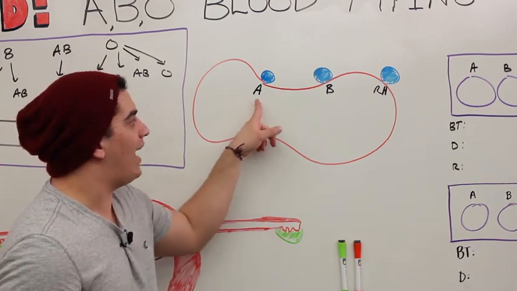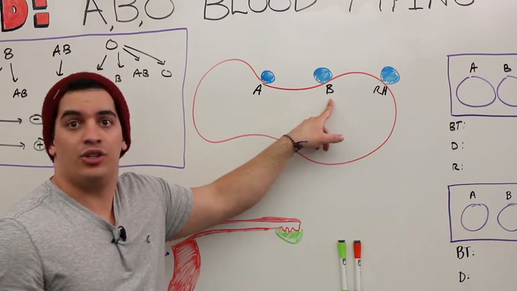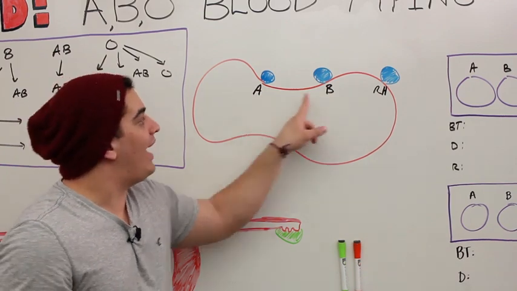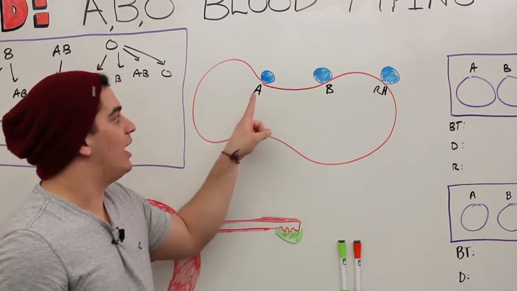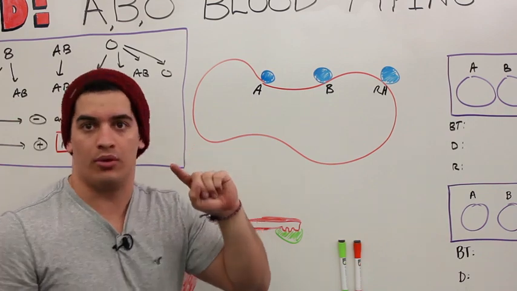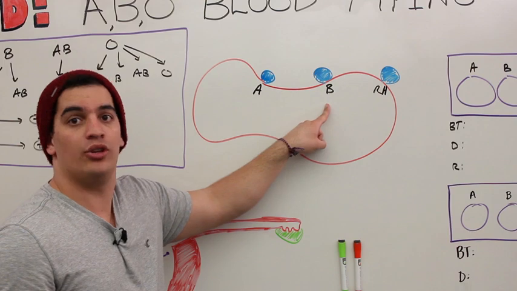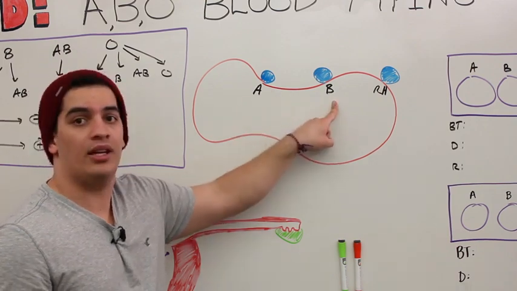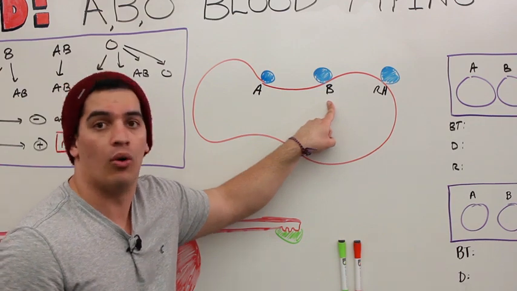Next, if you have an A antigen, you're A blood. If you have a B antigen, you're B blood. If you have an A and a B antigen, you're AB blood. Now here's where it gets crazy: if you have no A or no B antigen, you're O. So again, real quick, if you have A, you're A blood. If you have B, you're B blood. If you have A and B, you're AB. And if you don't have A and you don't have B, you are O.